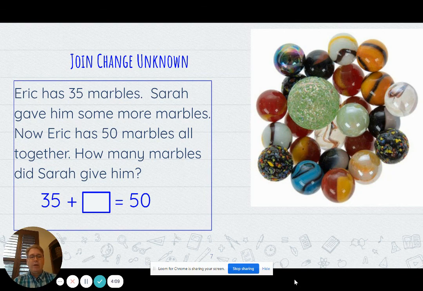But however we do it, we have to understand what the problem is asking for in the first place before we can start to solve the problem. And so in this case, we don't want to use keywords. We want to ask ourselves, what is the question asking?